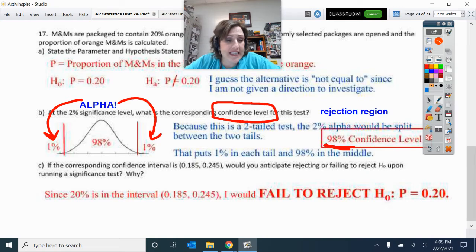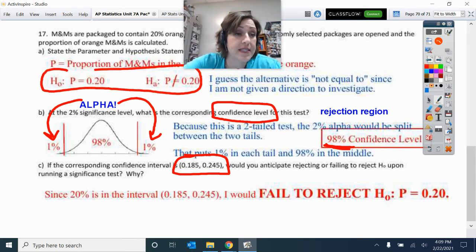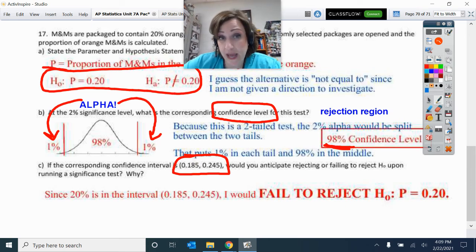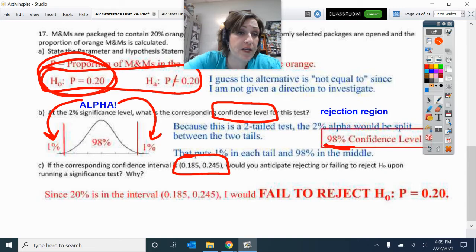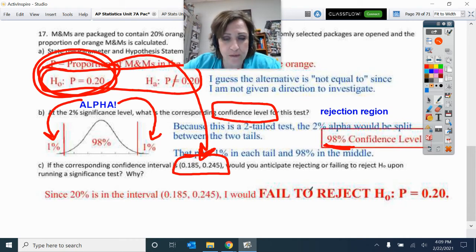Okay, so C says if the corresponding confidence interval is this. So they got this as the interval. If you were to then run a hypothesis test with these statements here, do you anticipate rejecting or failing to reject the null hypothesis? Well, I see that my null hypothesis is in this interval here. So I anticipate failing to reject because 20% is plausible since it is in my interval.